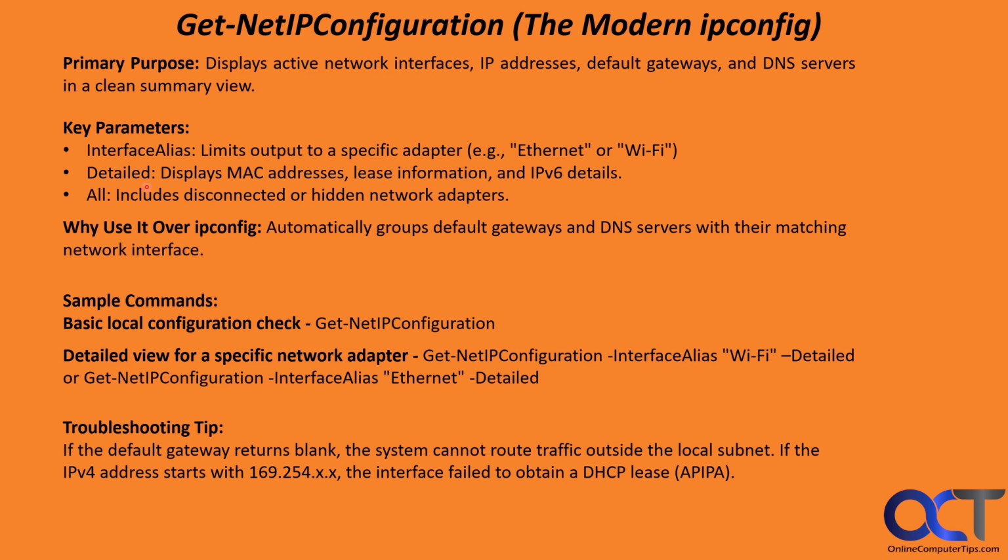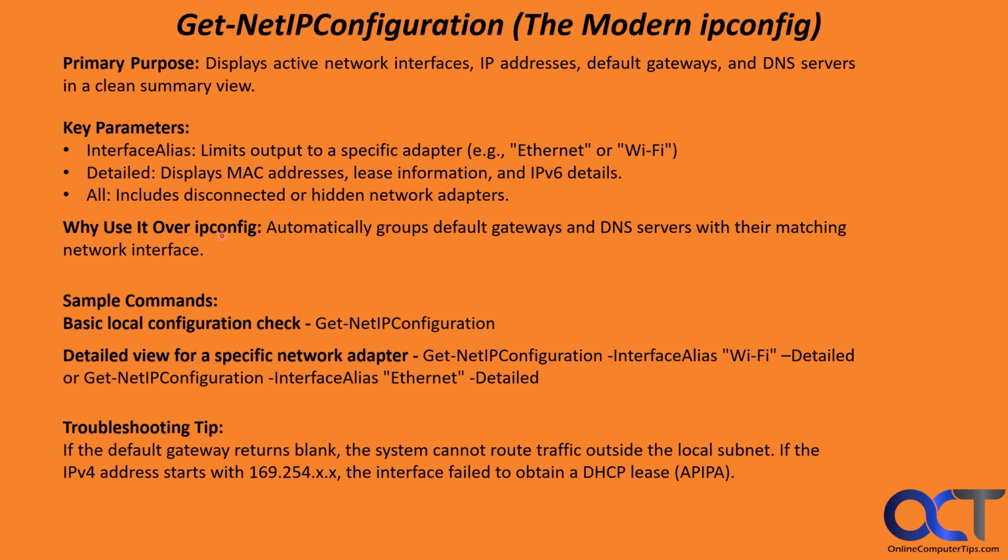All right, then we have some parameters you could use with the command here. So InterfaceAlias, for example, will limit the output to a specific adapter, such as Ethernet or Wi-Fi. So if you don't want to see other adapters, you're just concerned about one, you could use this InterfaceAlias parameter with it. Then we have Detailed, so if you want to see additional information, kind of like ipconfig /all. And then we have All, which includes disconnected or hidden network adapters.